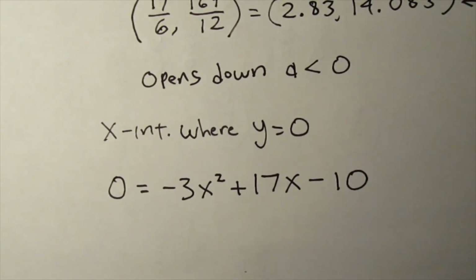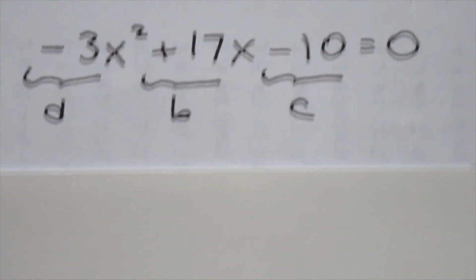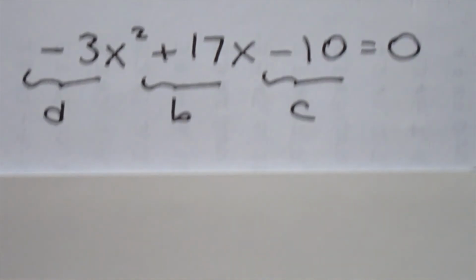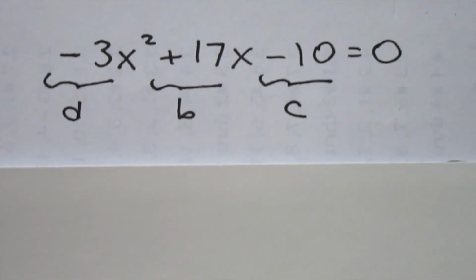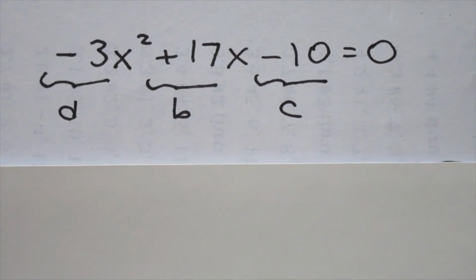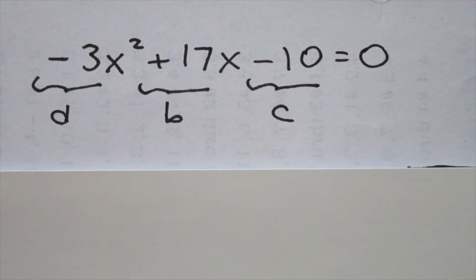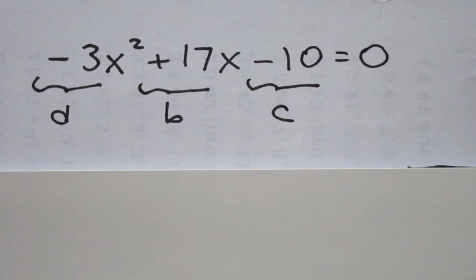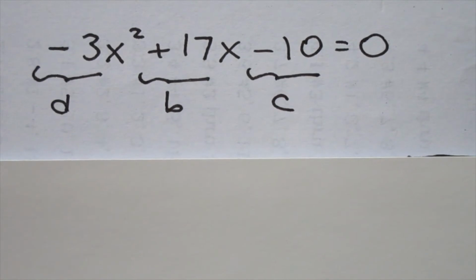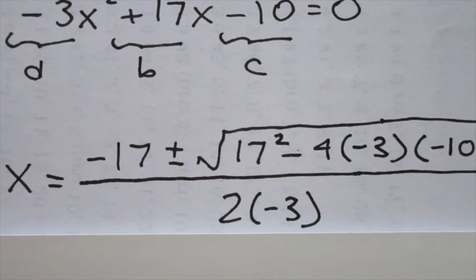So this is what I'm trying to solve: negative 3x squared plus 17x minus 10 is 0. Solve that. So remember, I want ax squared plus bx plus c. So a in this case is negative 3, b is 17, and c is negative 10. Have you heard of the quadratic formula? To solve this, I use the quadratic formula.